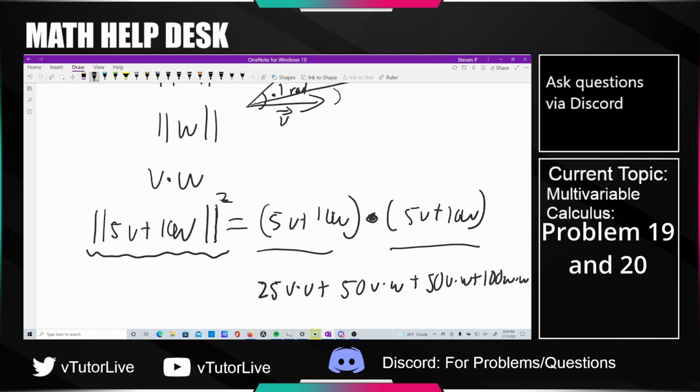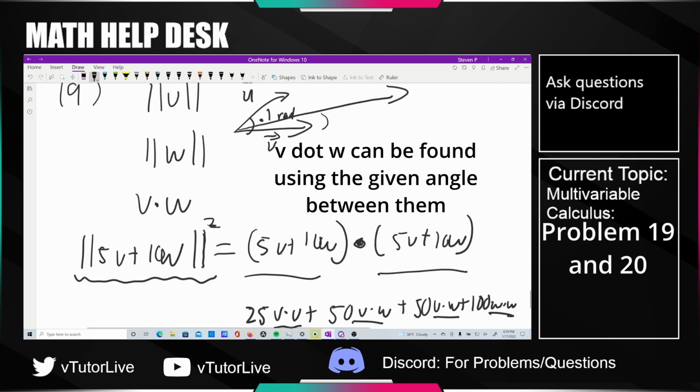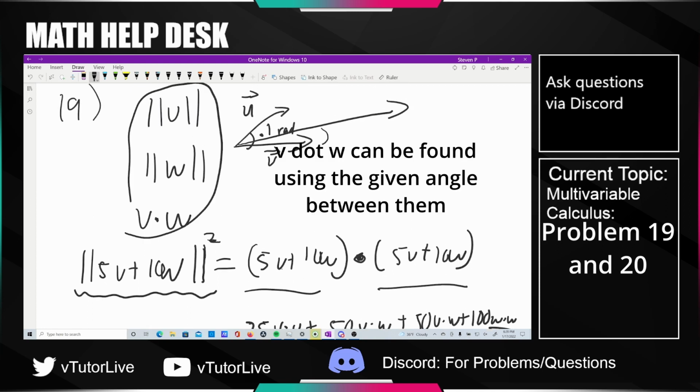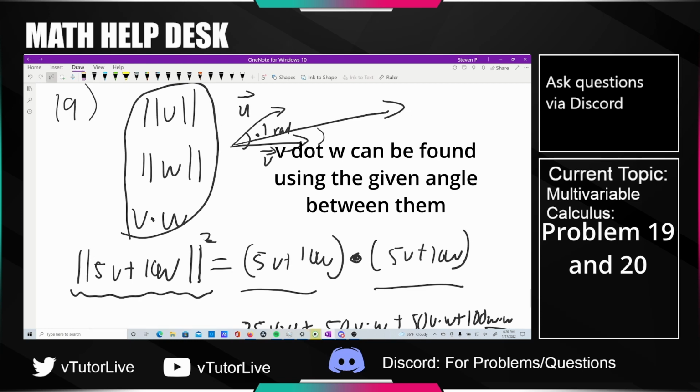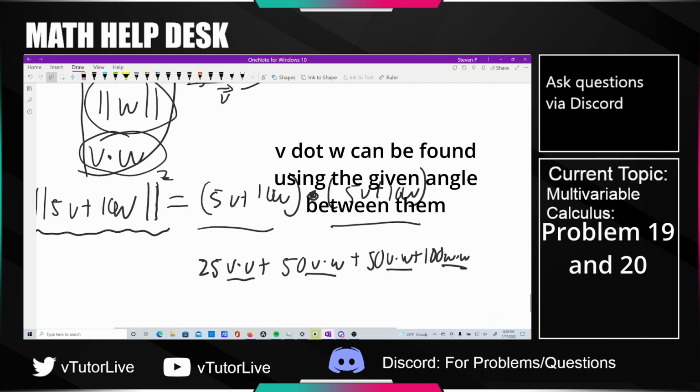At this point you can know all of these, because remember what we're given. We're given these three things. These are all genuine numbers, and for these you just have to square the magnitudes of v and w. Apart from that, this should be all the information you need. It's just computation at that point. The key to this one is realizing that if we can't calculate the magnitude of the combination directly, let's see if we can calculate the magnitude of the square.